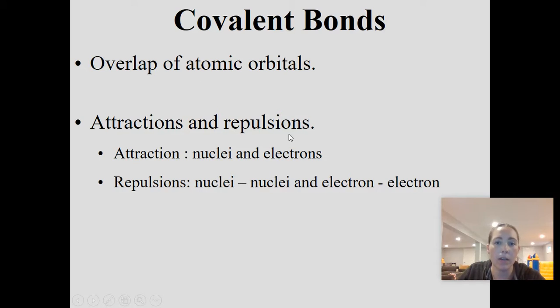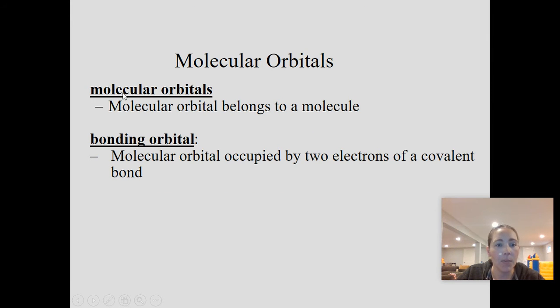So this is what covalent bonds are. It's overlap of atomic orbitals. Sorry that I bumped that. Attractions and repulsions between electrons and protons. So there are two things. There's molecular orbitals, and then we have bonding orbitals. I don't know if you can see this mouse, but we'll see. All right.